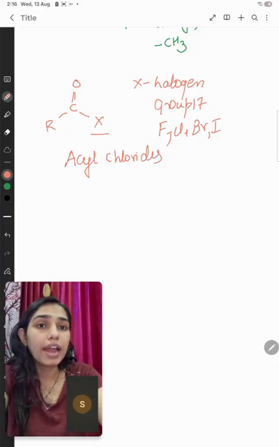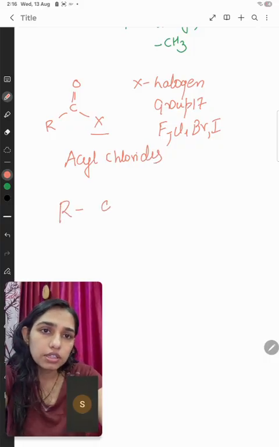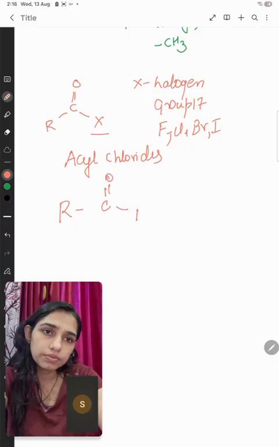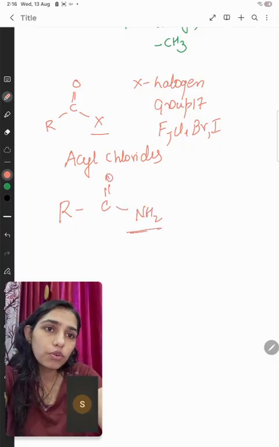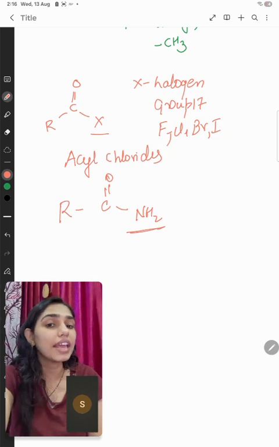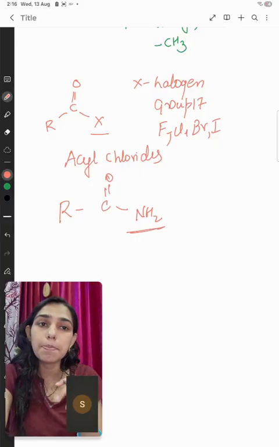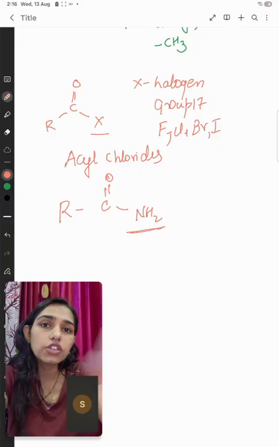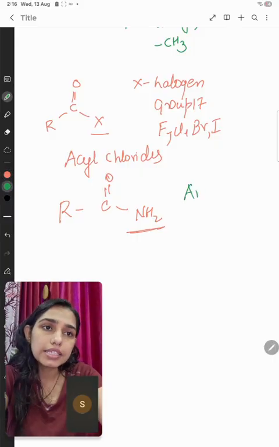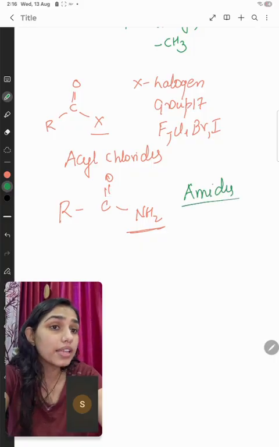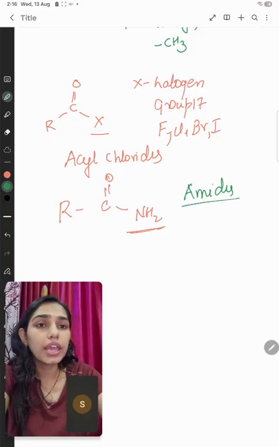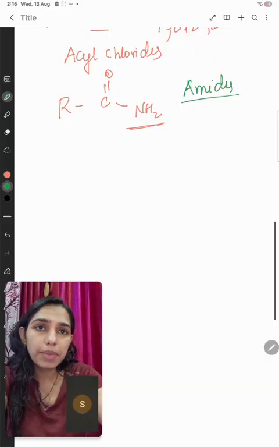Okay, apart from that, see, one more structure I'll draw. This is also a carbonyl compound. Now, what is the fourth substituent? The substituent is NH2. What is NH2? NH2 is amine. But when it is combined with C=O, this functional group is called amide. So, amides are also carbonyl compounds. Okay, now a few more examples.